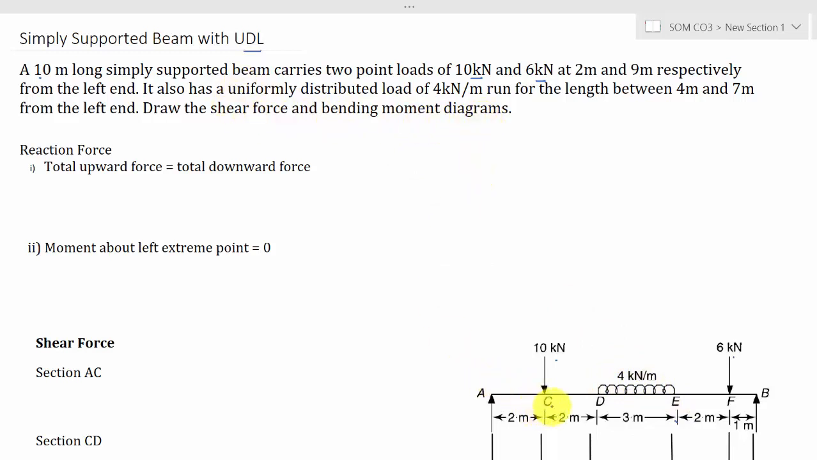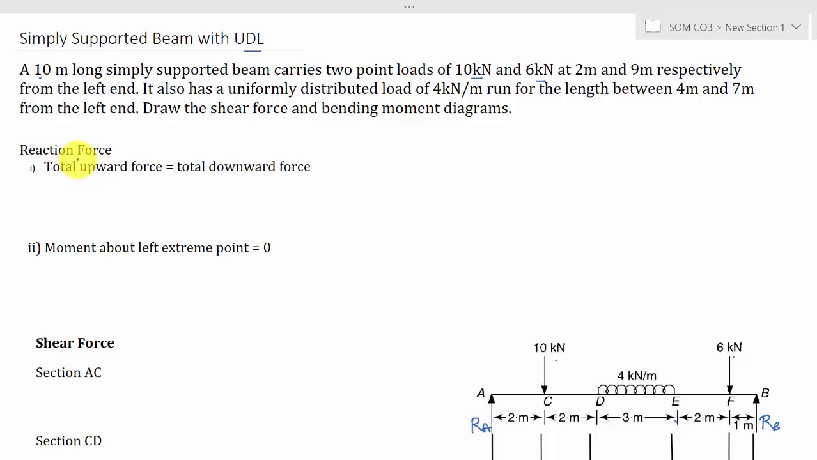So if you look into the picture, this beam is subjected to point loads and a uniformly distributed load. Since the beam is supported at two ends, it will have two reaction forces, one is RA and the other one is RB at the ends. So first we'll start with the calculation of the reaction forces.